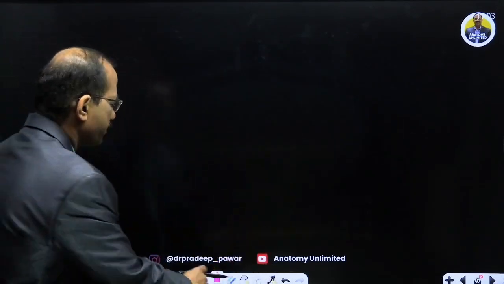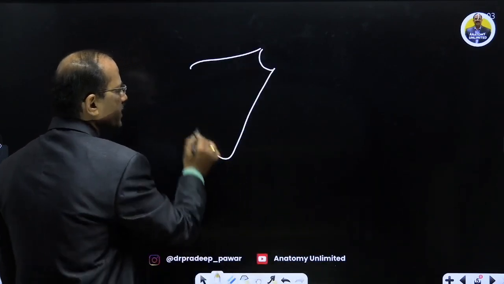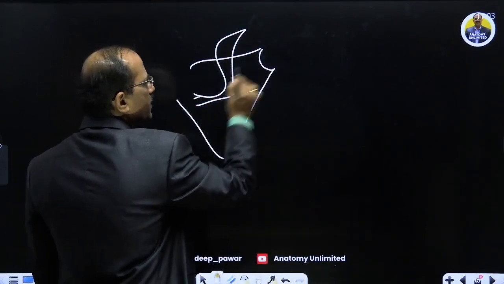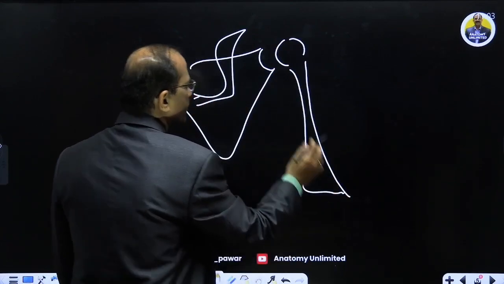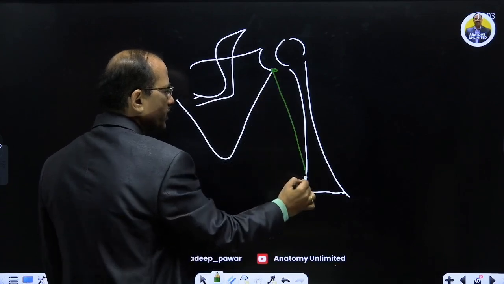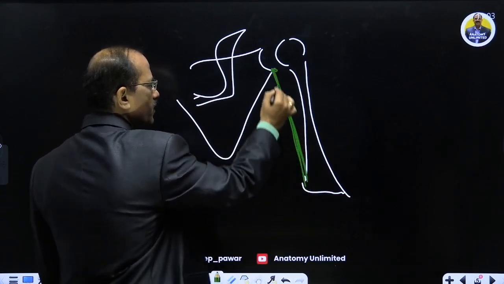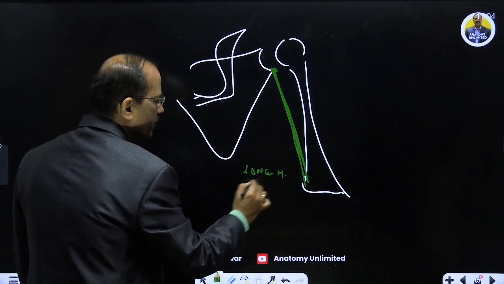देखते हैं. चलो, I'll just draw a slide for you. बच्चों ऐसे ना, you should be able to draw such slides. That's a scapula here. This is the humerus here. Now you tell me, what is this muscle? ये कौन सा muscle है which begins from the infraglenoid tubercle? What is this? ये है long head of triceps.